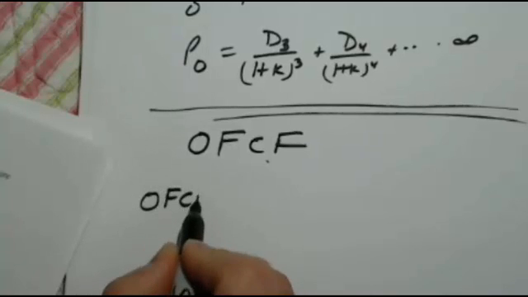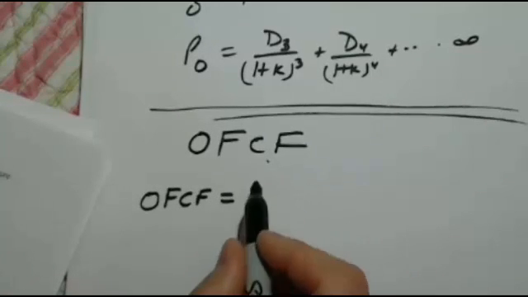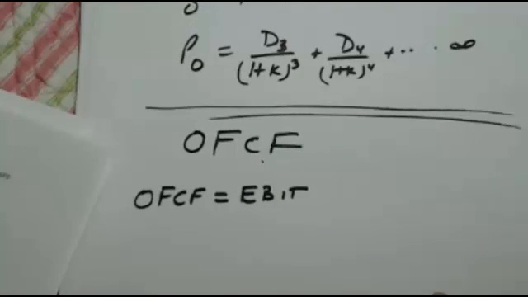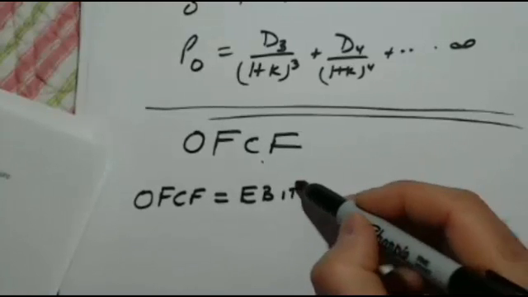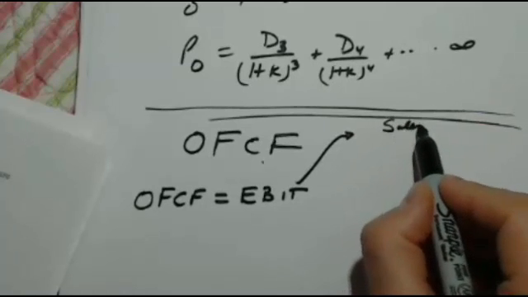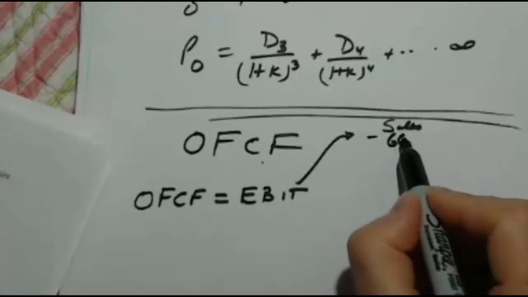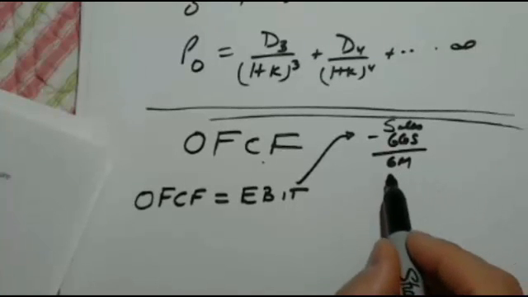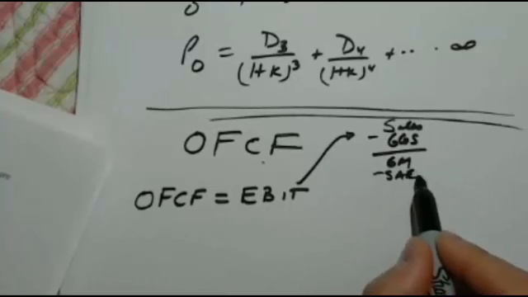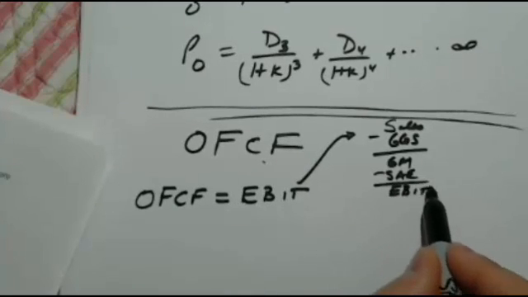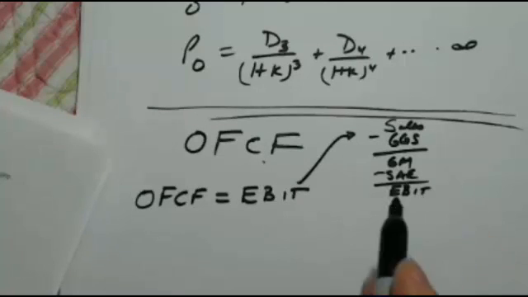Operating free cash flow is going to equal EBIT, earnings before interest and taxes, okay, which by the way, let me see if I can write that off here. Earnings before interest and taxes, that's sales minus your cost of goods sold, right? And that's gross margin. And then you subtract off selling and administrative expenses. And then you're left with earnings before interest and taxes, before you subtract out interest and taxes.